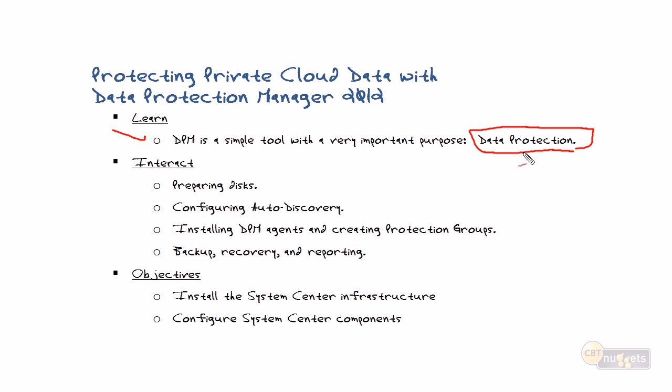So what have we talked about in this nugget? We've talked about Data Protection Manager 2012. This is the fourth of our four-part mini-series on the other pieces of System Center. And in this, we actually took a look at preparing the disks, configuring auto-discovery, installing those DPM agents, creating protection groups, and then the backup, recovery, and reporting tasks here within DPM.